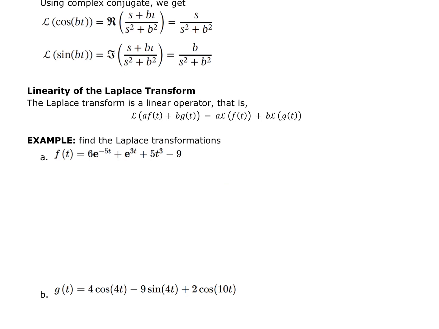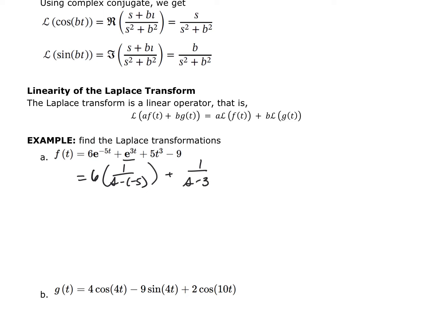I want to find the Laplace transform of 6e raised to the negative 5t, plus e raised to the 3t, plus 5t to the third, minus 9. Using the formulas that we have up above for e, and the fact that I can just pull the constant out, I can write this as 6 multiplied by 1 over s minus the negative 5, plus 1 over s minus 3. That takes care of this one.